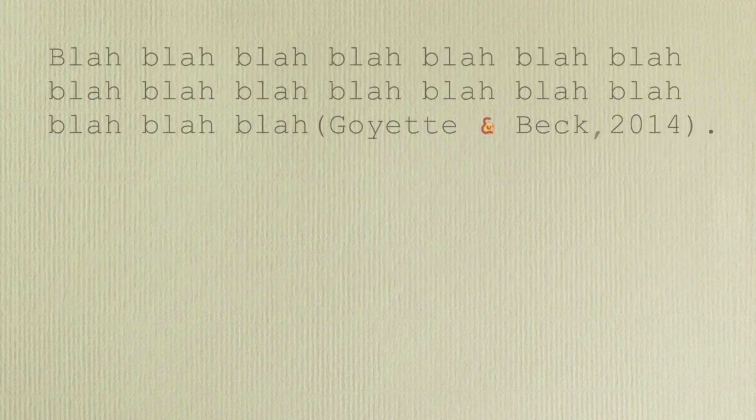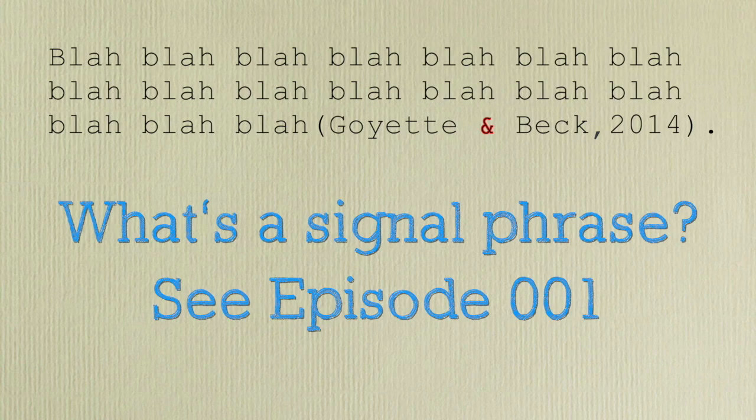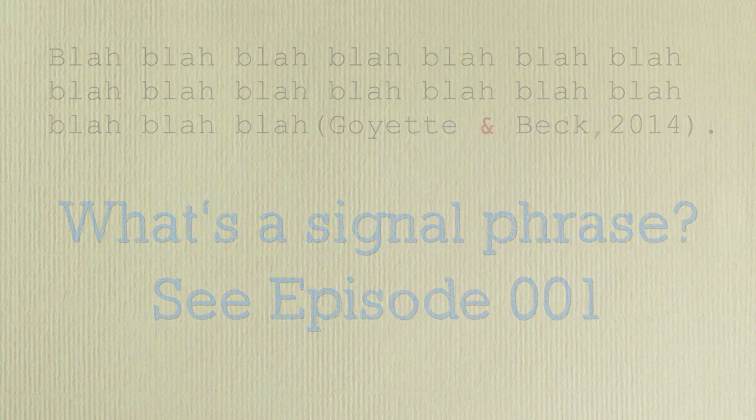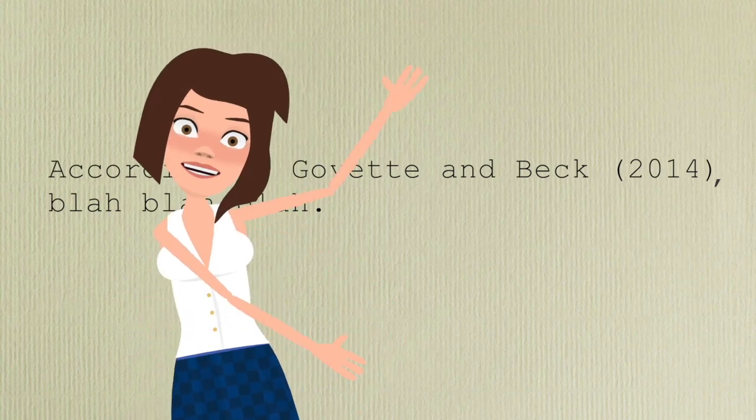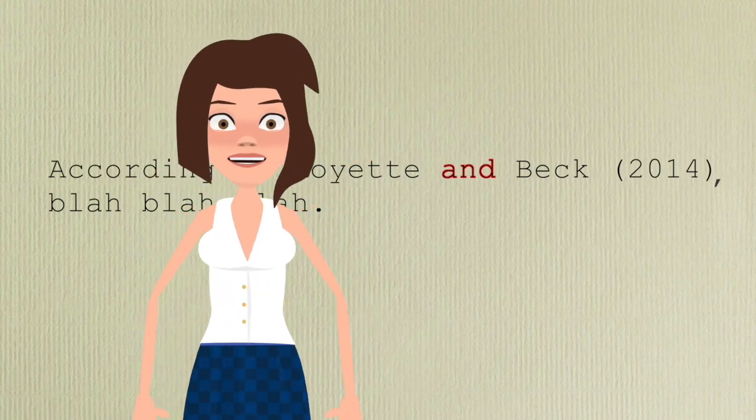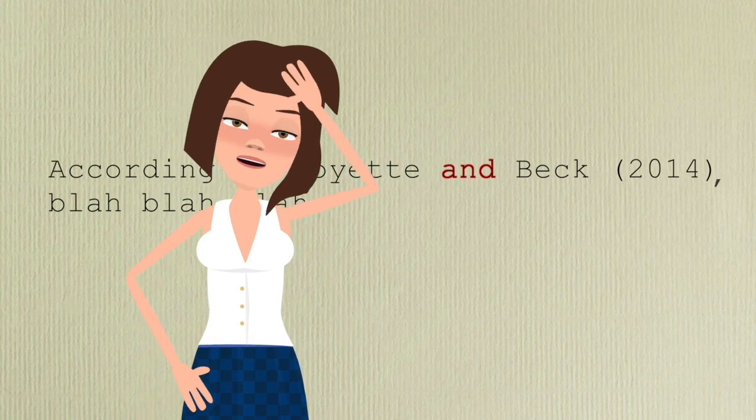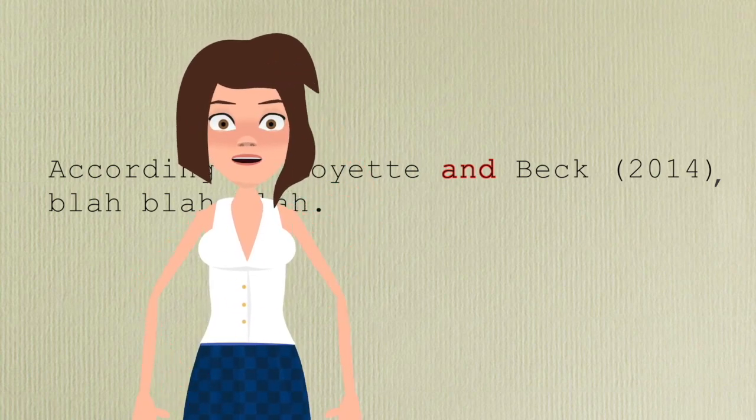Now, the other thing I want you to notice is the ampersand, or "and" symbol. If you're using a parenthetical citation, you can use the ampersand. But this changes if you want to use a signal phrase. If we refer to the same paper but use a signal phrase, we could write something like this: according to Goyette and Beck, 2014, blah, blah, blah. Note that now the word "and" is spelled out. That's because it's part of the sentence structure. Yeah, I know it seems like a picky little detail, but this is APA style.